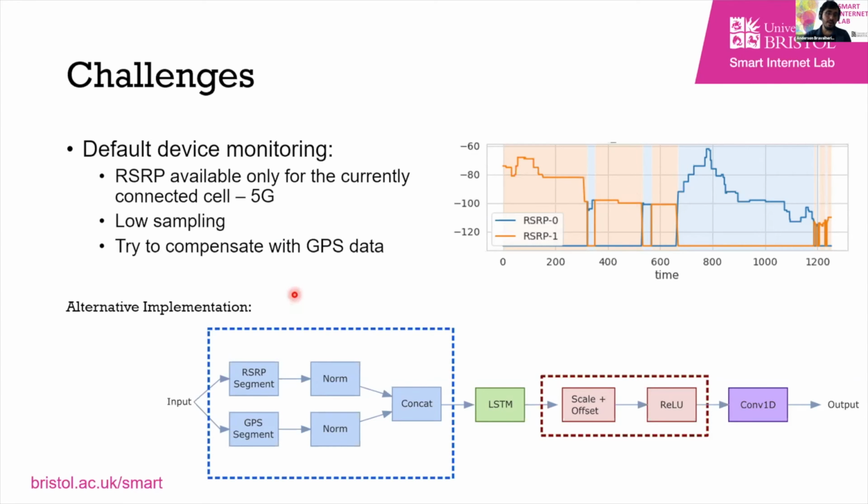There are alternative ways you can try to compensate for this lack of sampling by adding extra data from the GPS, but we wanted to not go there, because with GPS you have some privacy concerns and so on. With the radio parameters, at least, it's less obvious how you can steal private data from the user.